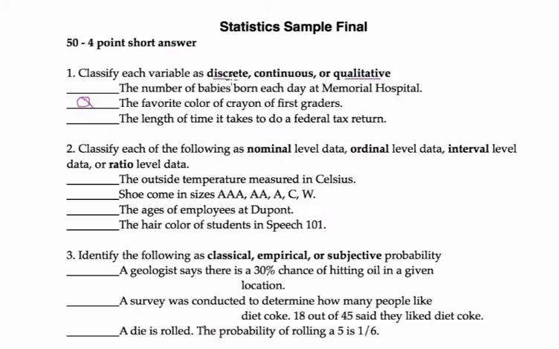Discrete and continuous are both numbers. Discrete is a whole number. A good hint is to look for the words "number of." So the number of babies born each day at Memorial Hospital, or the number of pairs of shoes you own, or the number of children you have. That's discrete.